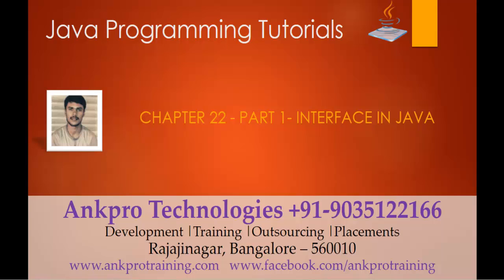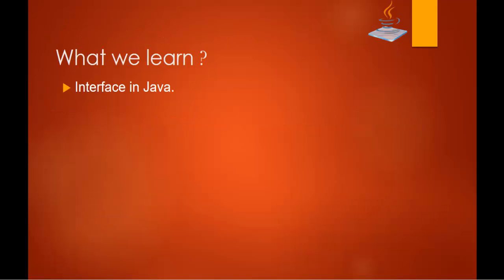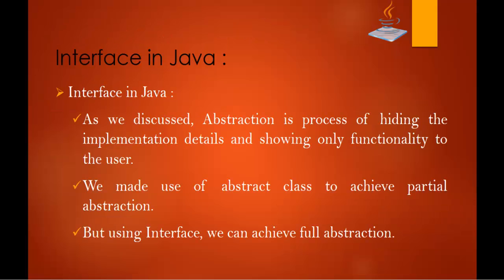My name is Harish. So in this session, we are going to learn about the interface concept in Java. Before starting with the interface, let me recall what we did in the last sessions. We learned about something called abstraction. Abstraction is the process or mechanism where we hide the implementation details and we just show the functionality to the end user.